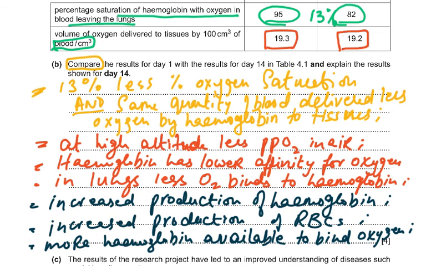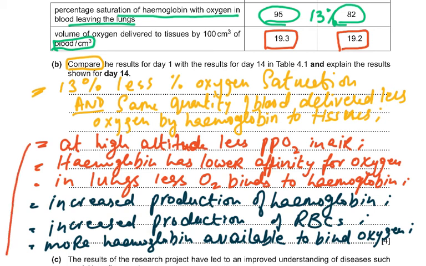Now, the comparison was simple. It was a described 13% less percentage oxygen saturation, and the same quantity of blood delivered, but less oxygen delivered by hemoglobin to tissues, because 19.3 went down to 19.2. Now, the explanations for these I've given in red. So the explanations were these.